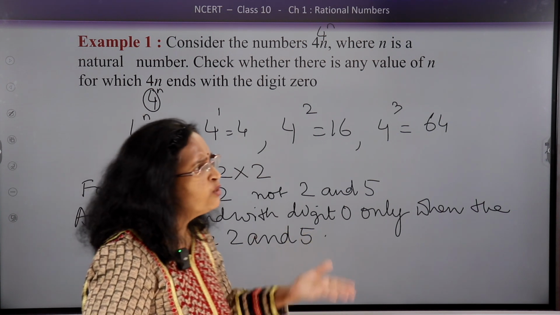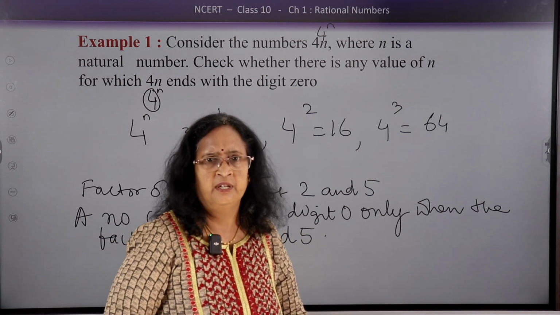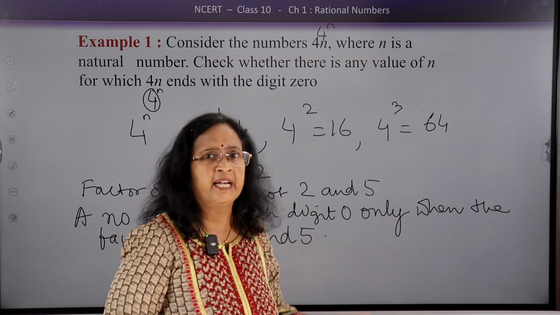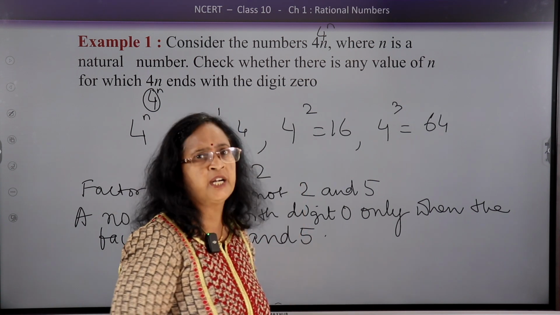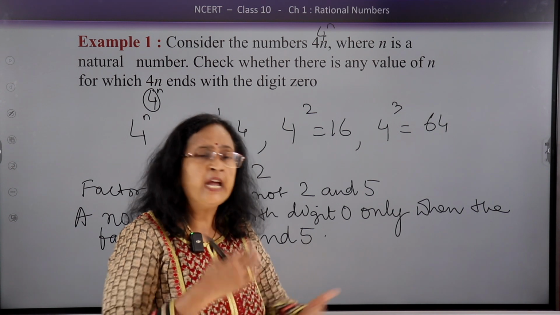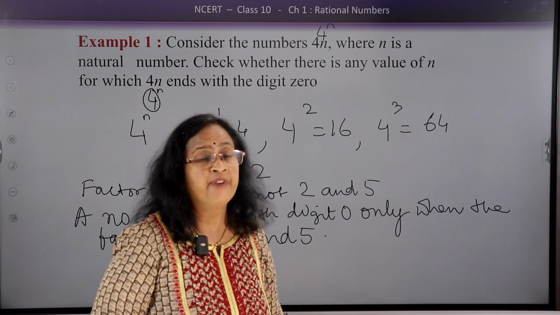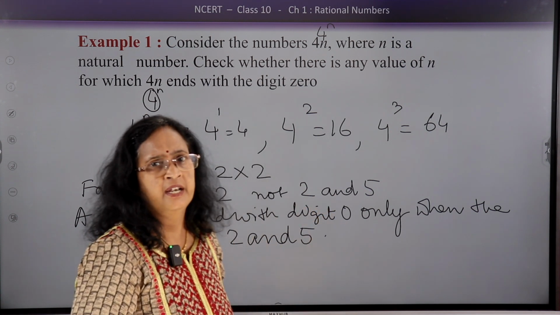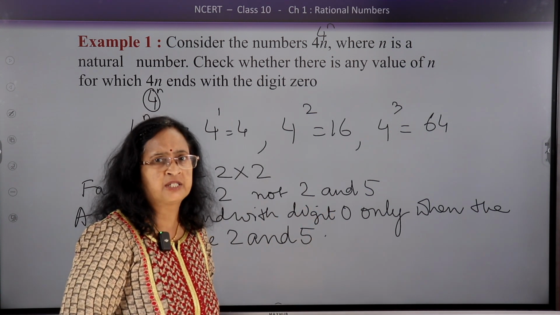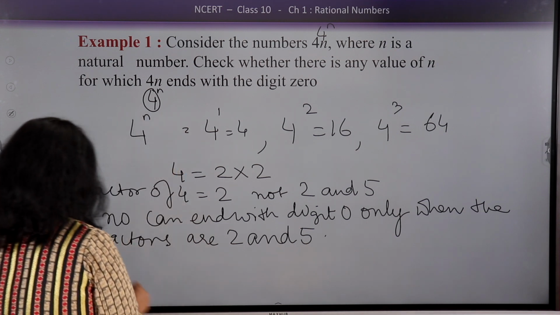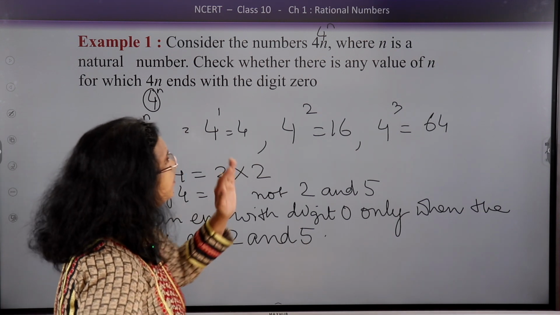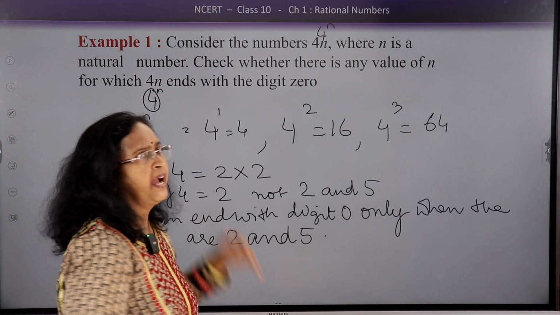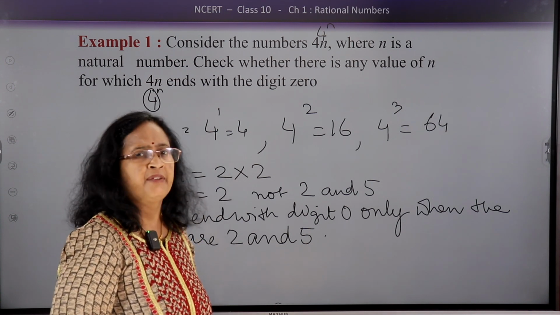And children, when you go on to solve the sums, please remember the key lines. Why? What is the question asked? Okay, the way of answering also is very important in class 10, and stepwise answering. Every step carries marks, children. Alright. So a number can end only with the digit 0 if the factors are 2 and 5.